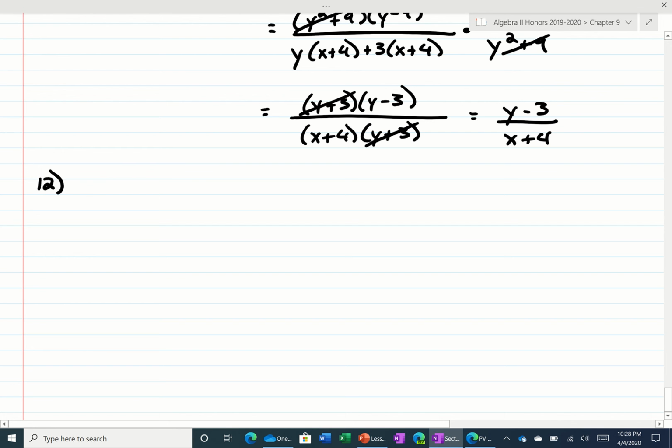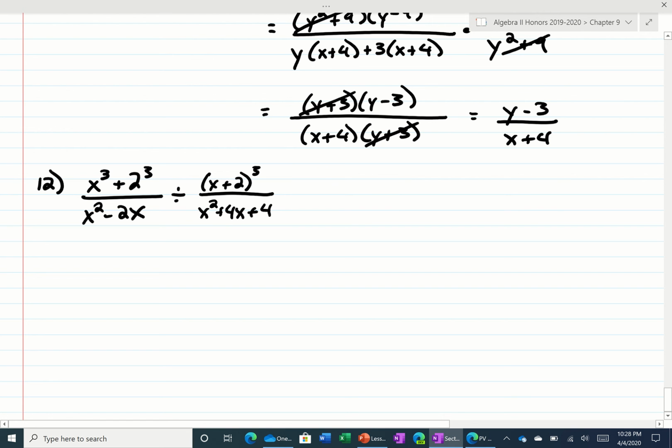Alright, so I think for number 12, it says x to the third plus 2 to the third, special case, divided by x squared minus 2x. And then there's a thick line, which means we're going to be dividing by x plus 2 to the third power, divided by, I think that's x squared plus 4x plus 4.